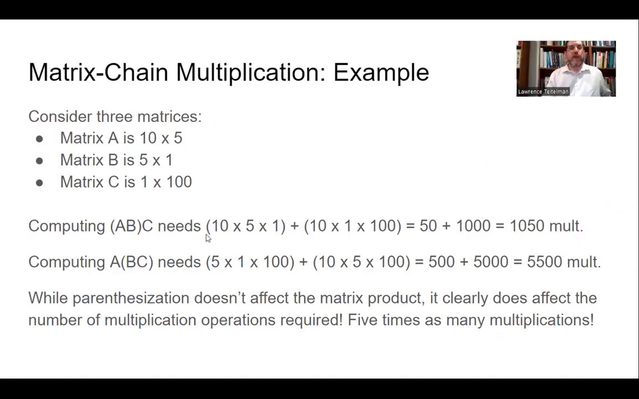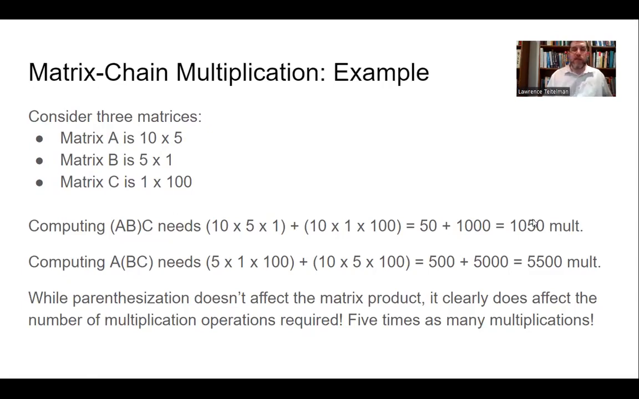And here's what we do. Okay, so if I multiply the A and the B first, I need 10 by 5 by 1 multiplications. 10 by 5 by 1 multiplications. And now I have a 10 by 1 matrix. So I take the 10 and the 1 and the 100, and that's where this comes from. And I add that up. So I get 50 plus 1,000 is 1,050.